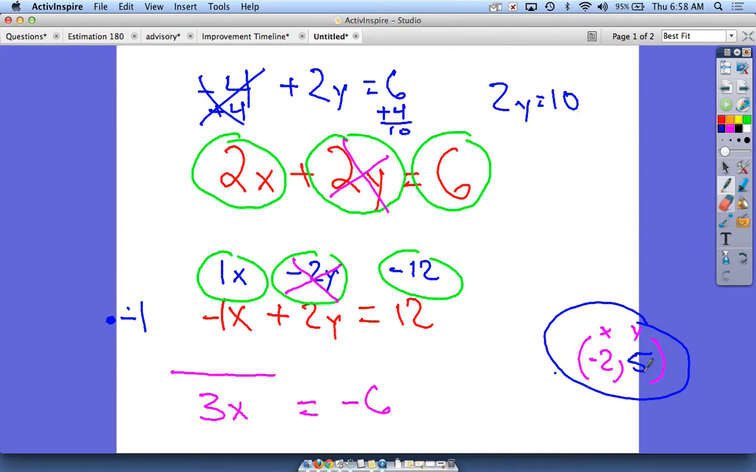And again, like I said, you should be able to put these two in for any of these equations and it should work out fine. And I'll show you what I mean. I'll take this bottom one here. So that'd be negative 1 times negative 2, because that's x, plus 2 times 5, and that has to equal 12. And it should. These two together, negative 1 and negative 2, equal positive 2. 2 times 5, 10. 2 plus 10 is 12. So that checks out. You can always go back and double check.